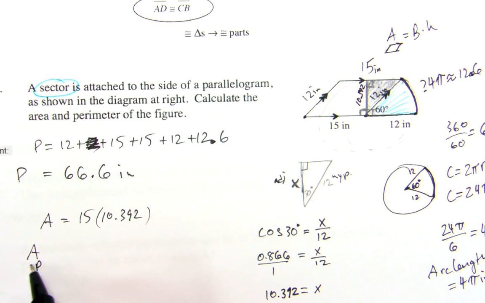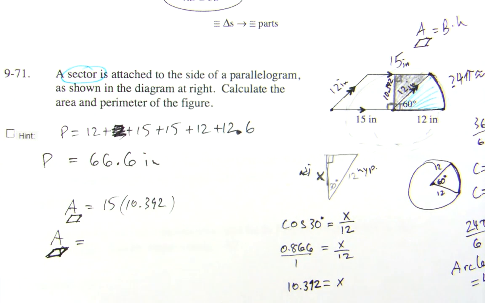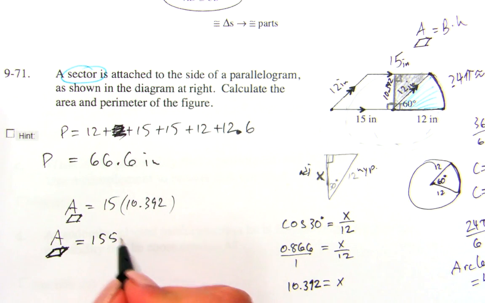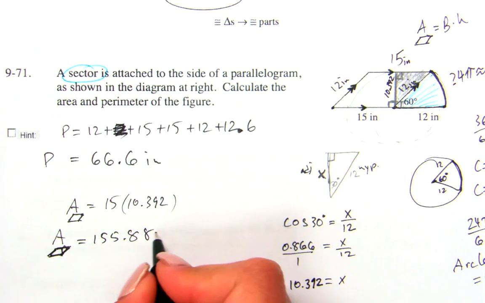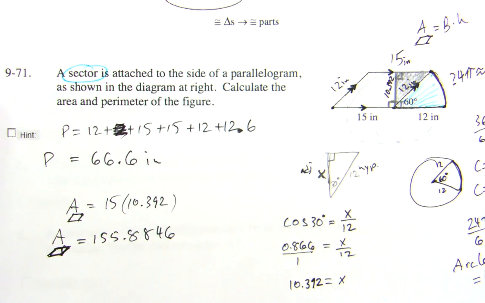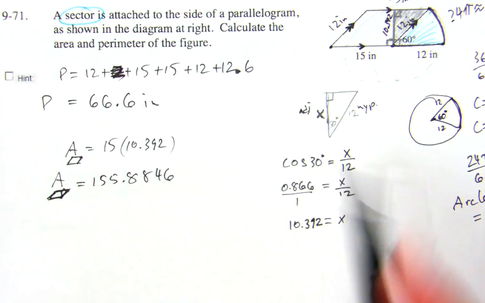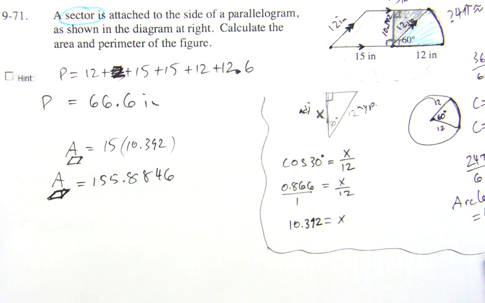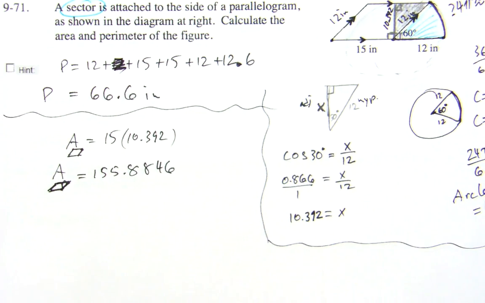So area of the parallelogram is equal to 15 times 10.392, so 155.8846. Let's say 8846. All right. Now we need the area of the sector. I'm going to partition off my work here.